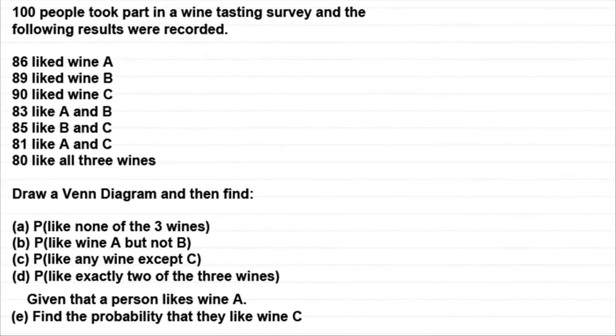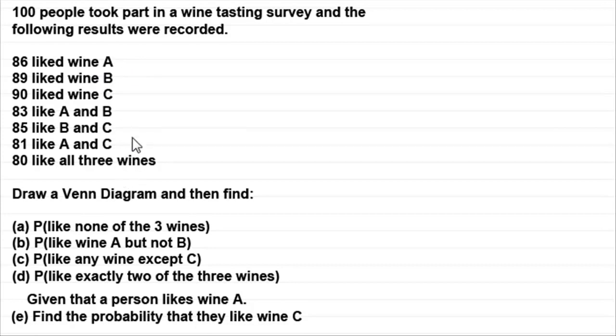Hi. Now, in this tutorial, what I want to do is show you how we can construct a typical Venn diagram for a problem like this, answer a few probability questions, and at the end here I've got a special probability question, which is what we often call conditional probability. So first of all, what have we got? We've got 100 people took part in a wine tasting survey, and the following results were recorded. And I've listed what those results were: 86 like wine A, and so on.